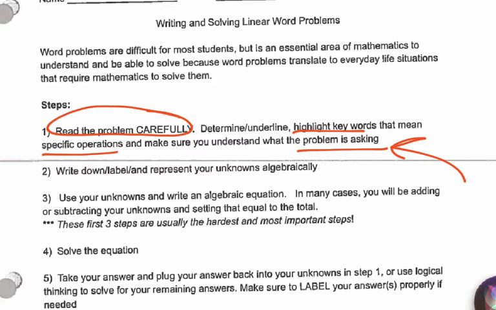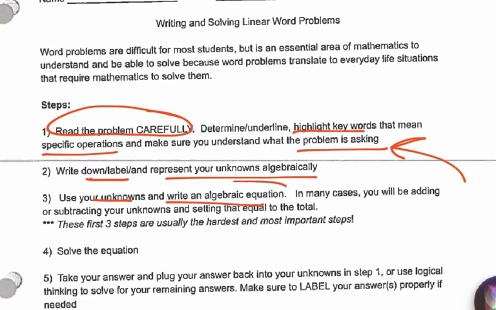The second thing you want to do is write down, label, and represent your unknowns algebraically. Sometimes when students are solving these problems, they'll say, well, I don't know where to start. And I'll direct them to these steps. Represent your unknowns algebraically. Since we're doing linear equations, you want to use the same variable, but you'll represent the different situations using that variable, and I'll show you what I mean in a second. Step 3 is use your unknowns to write your equation.